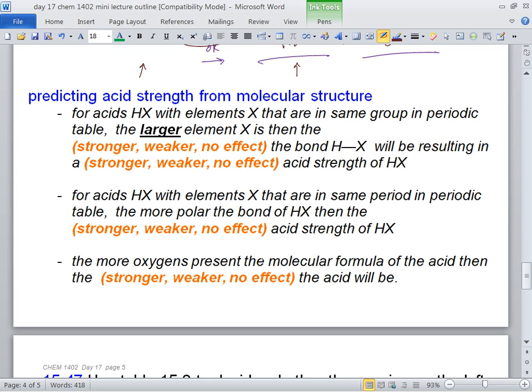So for acids, I changed this a little bit this morning, but it's pretty much the same thing you have in your notes. For acids, HX, and X is an element in the same group in the periodic table. So groups, Steph, are they columns or rows? Columns. Groups are columns. Okay. So as you go down a column, those elements get bigger or smaller, Megan?